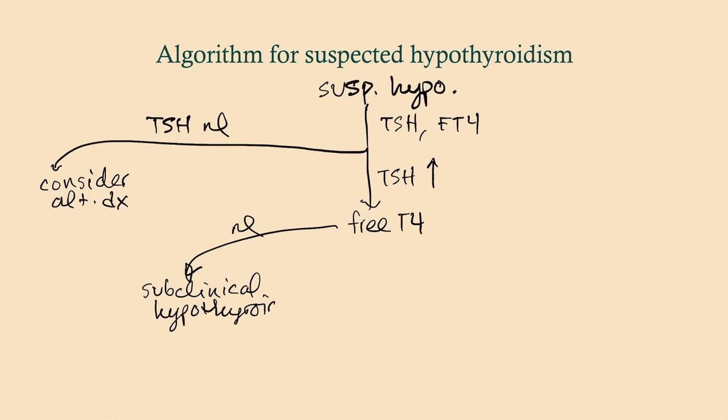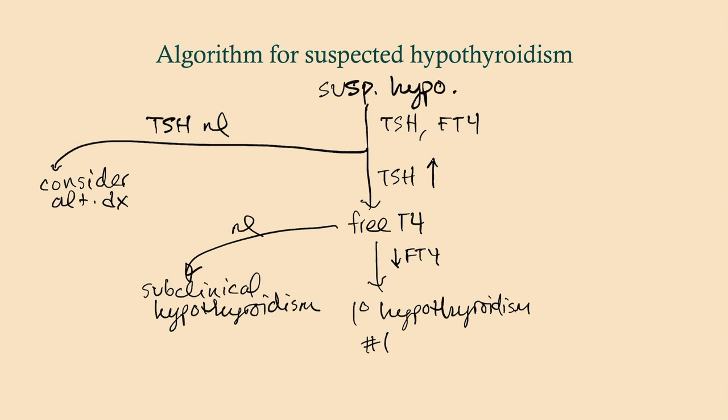Okay, I apologize for my crappy doctor handwriting. If the free T4 is low, then this is primary hypothyroidism. And the number one cause, remember, is Hashimoto. And we'll talk about how we further work that up, but it's with an anti-TPO antibody.